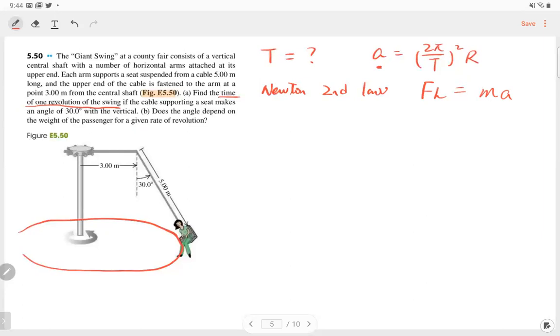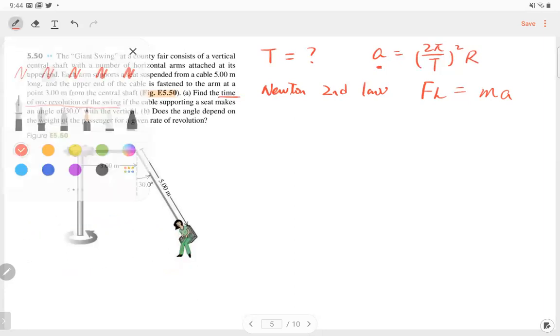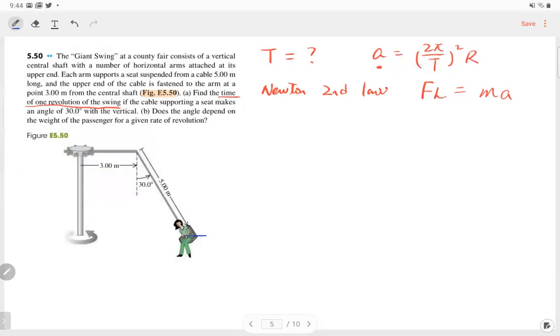Let's do a free body diagram. We have weight and we have the tension on the swing. That's what we have, only two forces. No friction, no normal force. Okay, then let's define the positive direction. This is X, this is Y.